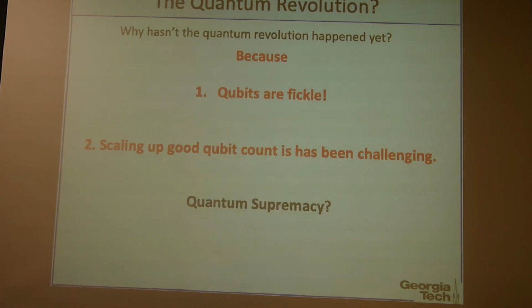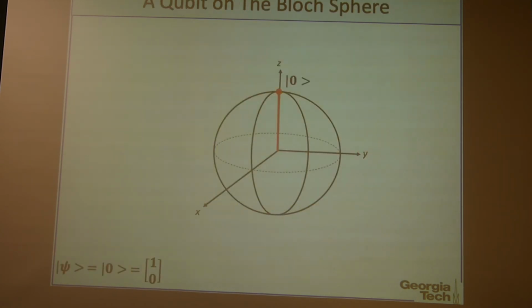To solve the RSA cryptography problem, you need 4,000 logical qubits. It's nothing like a billion transistors, but still 4,000 is a large number given where we are right now, because making one good qubit is already hard. So where does the hardness come from?